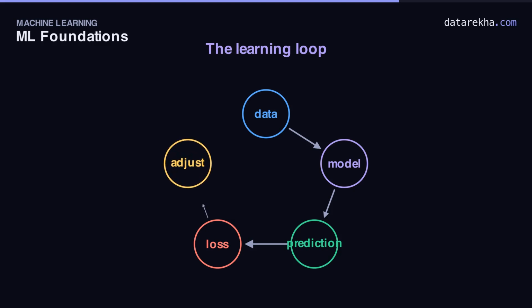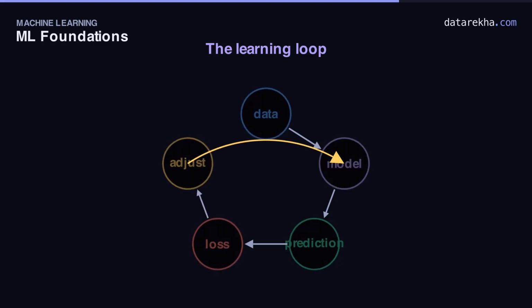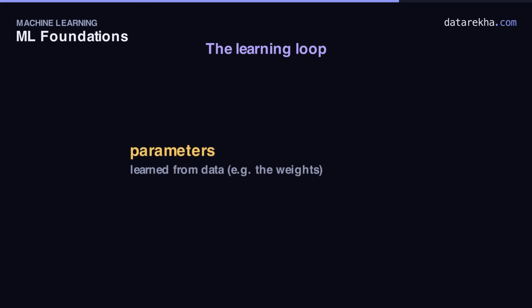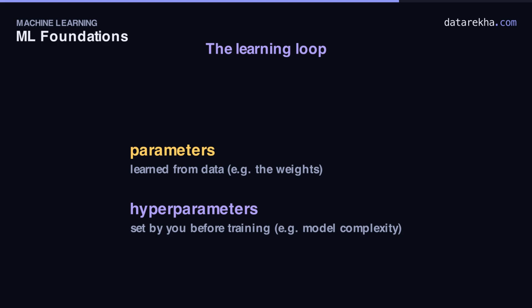Then the crucial step. We nudge the model's internal settings a little, in whatever direction makes that loss go down. And then we do it all again. Predict, measure, adjust, round and round. Each pass a bit less wrong than the last. That loop is learning. And this is exactly where two words come in that people mix up. The settings the loop tunes for you, those are the parameters learned from data. The knobs you set before it starts, like how flexible the model may get, those are hyperparameters chosen by you. Parameters are learned, hyperparameters are picked.